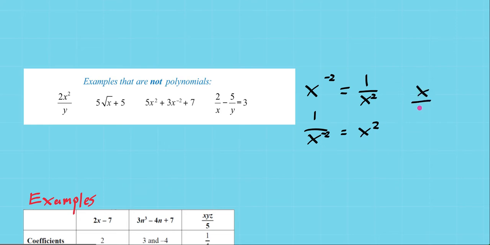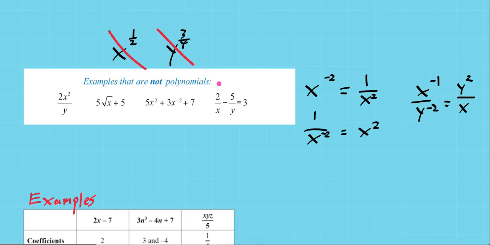Or if we have like x to the negative 1 over y to the negative 2, that's the same as y squared over x. Whenever we have a negative exponent, it means it's on the bottom of a fraction. So this 3x to the negative 2 is the same as 3 times 1 over x squared. And we already said that we can't have our variables on the bottom. We also can't have fractional exponents either. So we cannot have like x to the half or like y to the 3/4. Those, I mean, they're fine numbers. They're just not polynomials. So we can't have any of that.